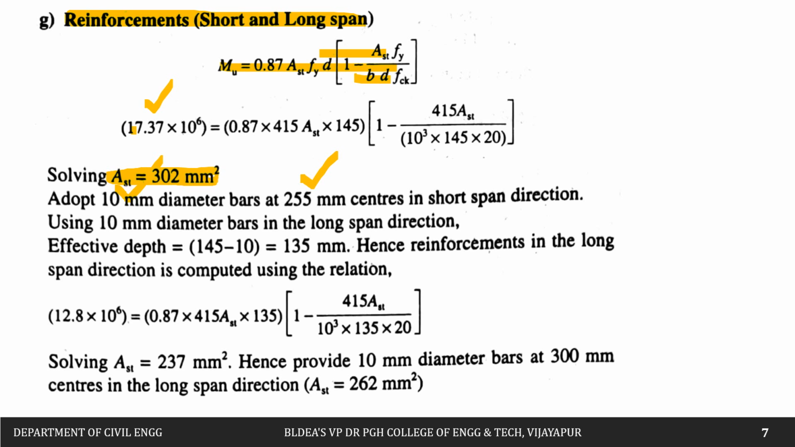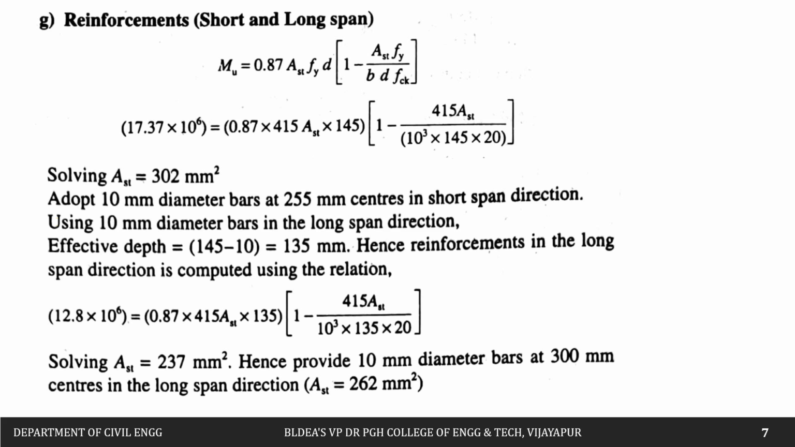So spacing will be equal to area of this 10 mm dia bar divided by Ast required, that is 302, multiplied by 1000. So if you calculate, you will be getting spacing around 255 mm center to center. This will be in the shorter direction.